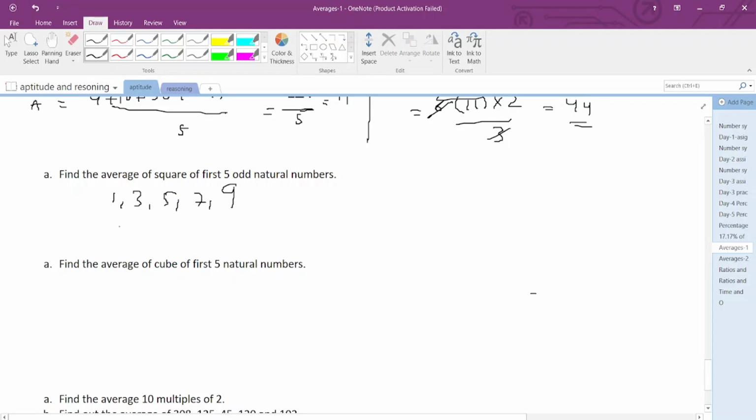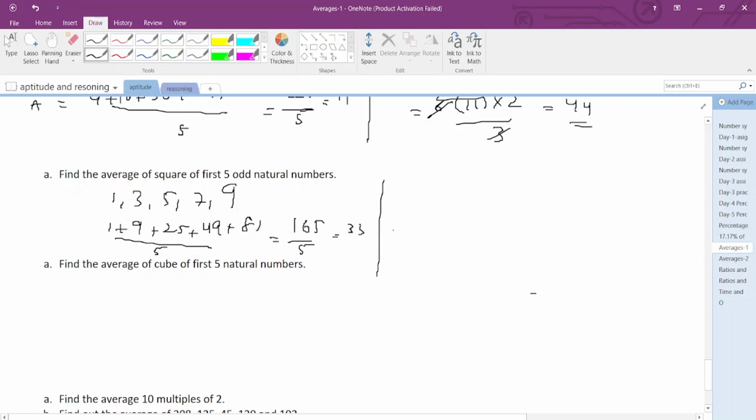We are talking about squares. 1 square is 1, 3 square is 9, 5 square is 25, 7 square is 49, 9 square is 81. So for the average, we have to add all these and divide by the total number of items. Now the result: 81 plus 49, which means 130, 130 plus 10 is 140, plus 25 is 165, right? 165 by 5, which is equal to 33.